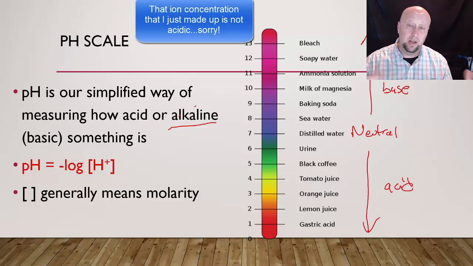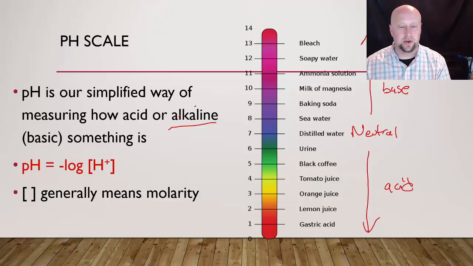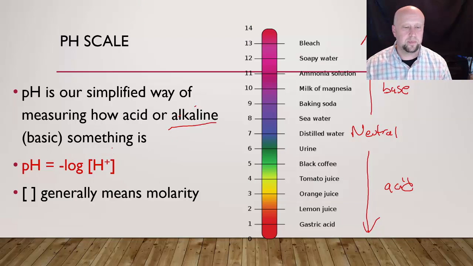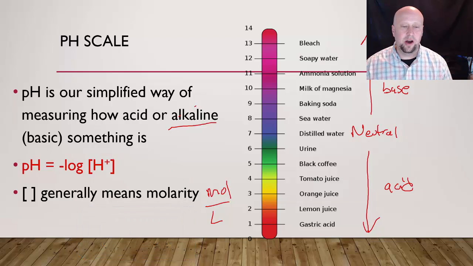But in reality, we want to be able to turn those things into the concentrations that we use in chemistry as well. So how does that work? Well, when you see these brackets here, brackets typically mean molarity. And of course, we've just talked about molarity. Molarity is moles per liter. Sorry for that terrible handwriting there. Molarity is in moles per liter. And so if we know how many moles of H+ are in a liter of solution, we could then plug that in and be able to find the pH.